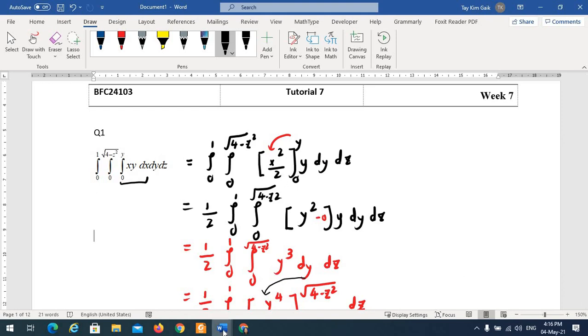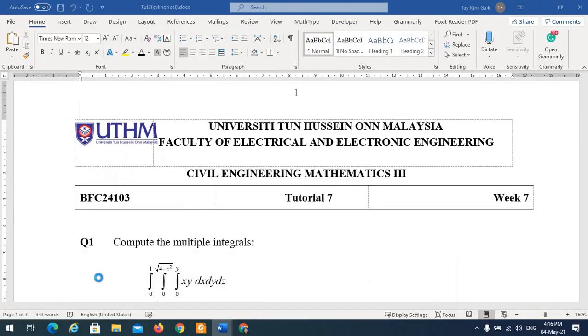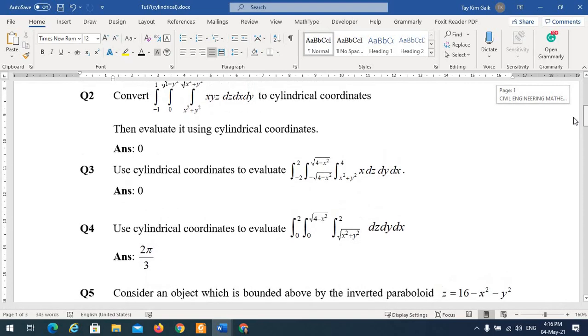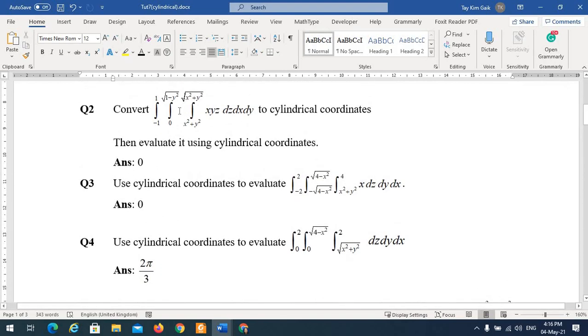Okay, so this is question 1. Question 2 is the Cartesian to cylindrical coordinate conversion from yesterday. Not the last example, because due to time constraints yesterday we only discussed one example, which is the conversion from Cartesian coordinates to cylindrical coordinates. How to convert?